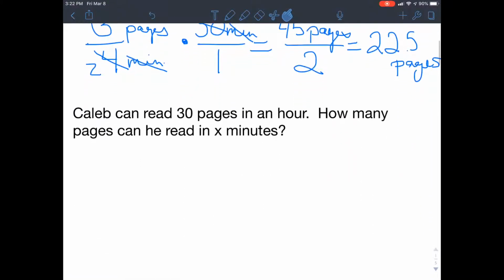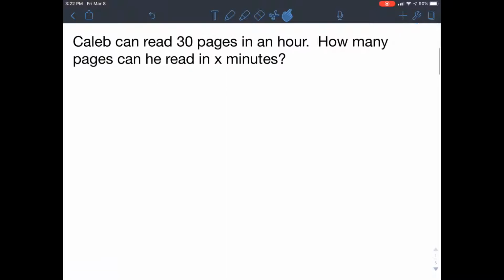So let's take a look at this as an algebraic expression. Here again we have Caleb. Now, he can read 30 pages in an hour. He's a little younger than Joshua, so he can read a little slower. How many pages can he read in X minutes? Well, this has a variable in it. So it's going to be just like the other problem, but we'll have our variable.